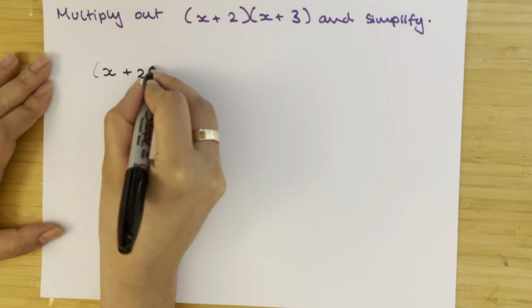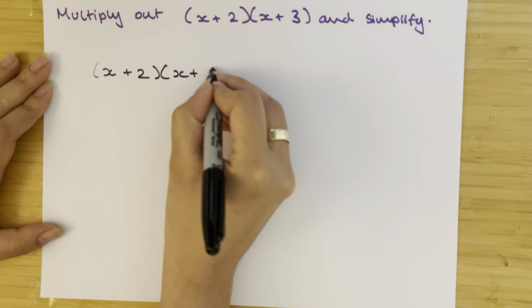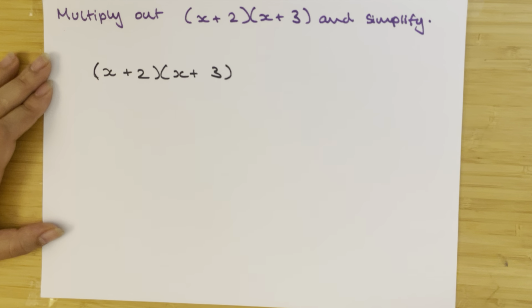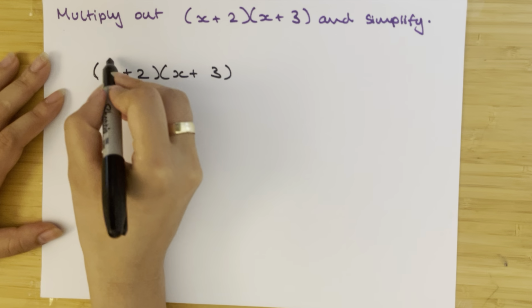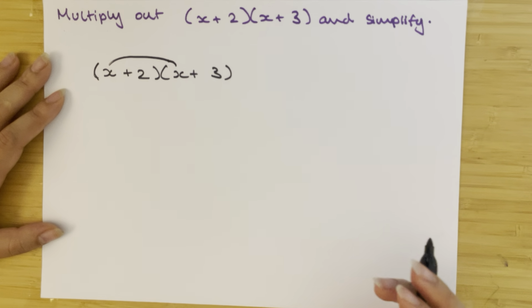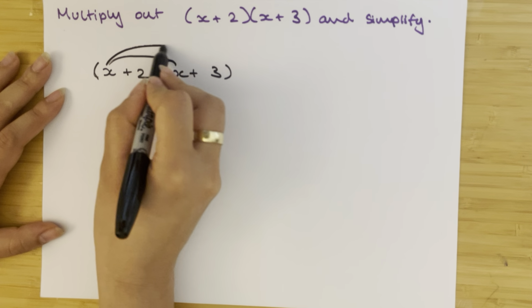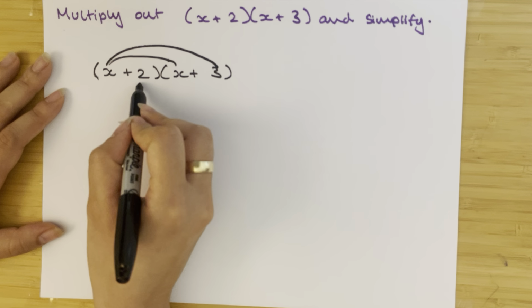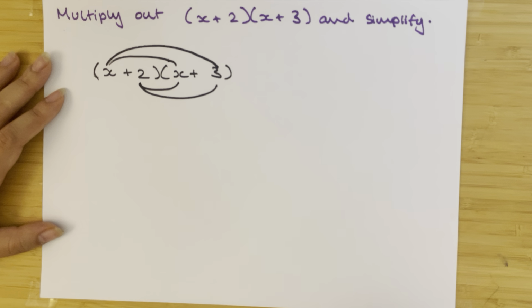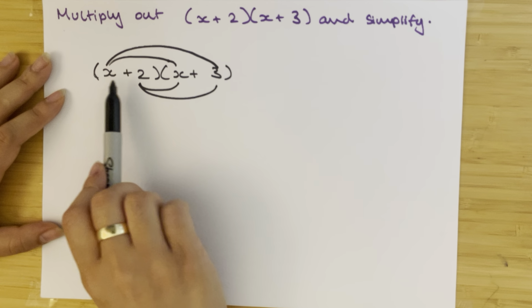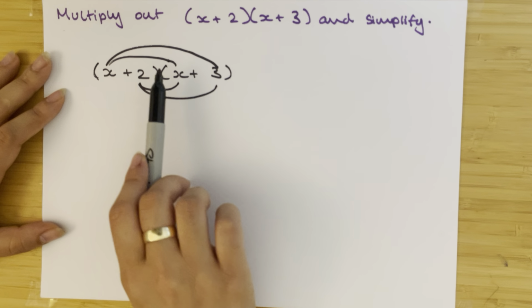So I'll write it below with a bit more space. x plus 2, x plus 3. Okay, so anytime I multiply out these brackets, I imagine drawing out the following lines. First times by first, first times by last, second times by first, second times by second. Okay, so that means that every single one of these in the first bracket needs to be multiplied by everything in the second bracket.